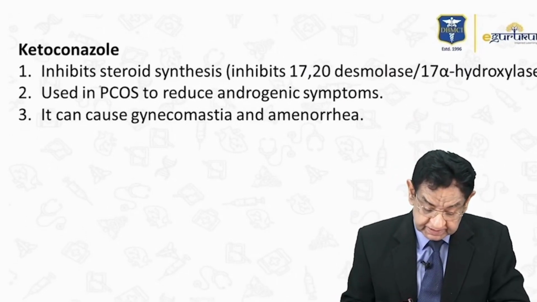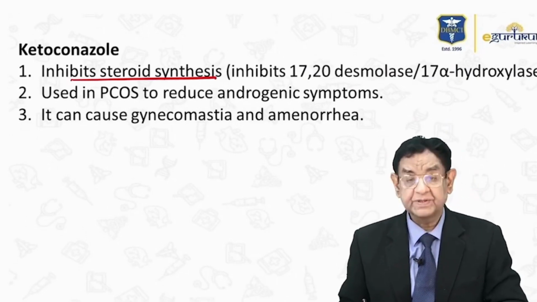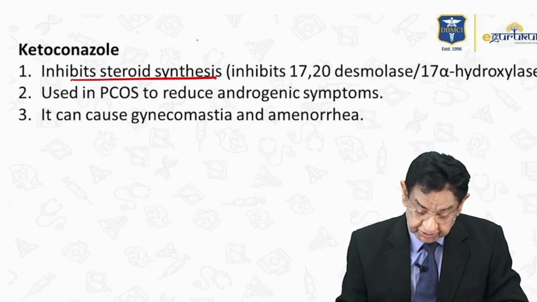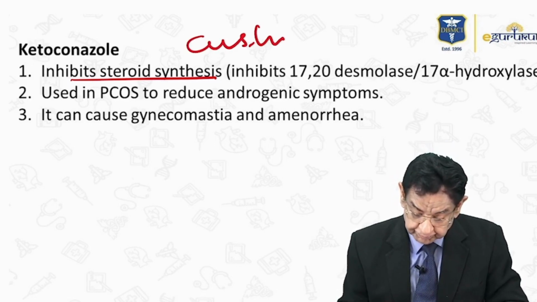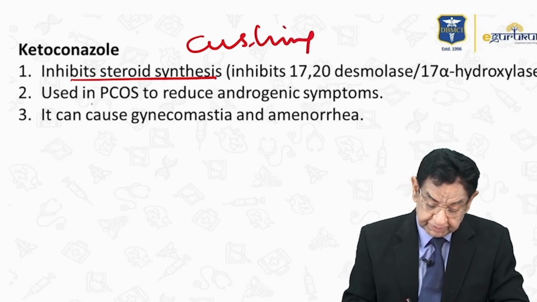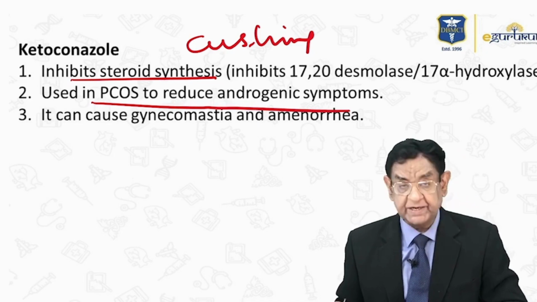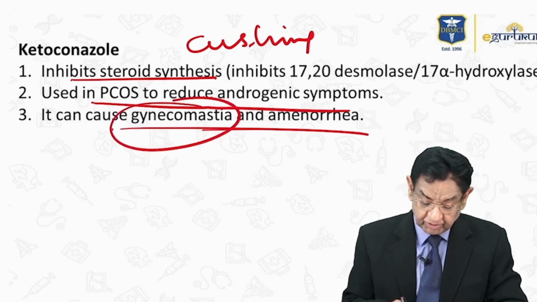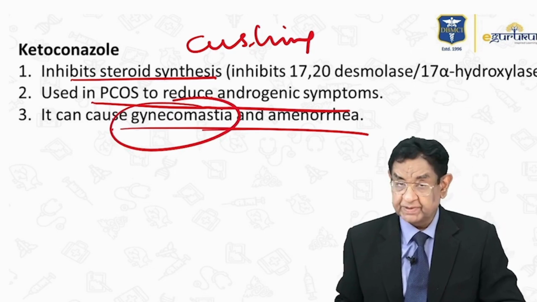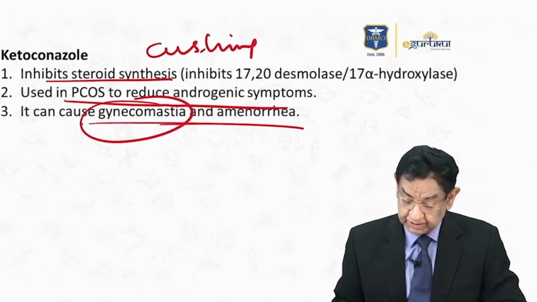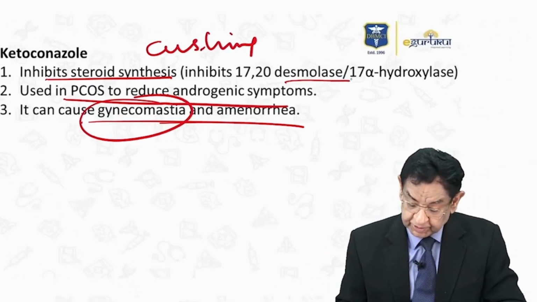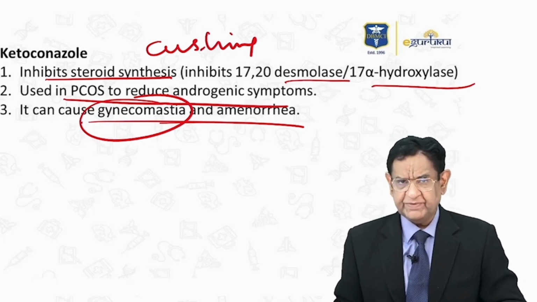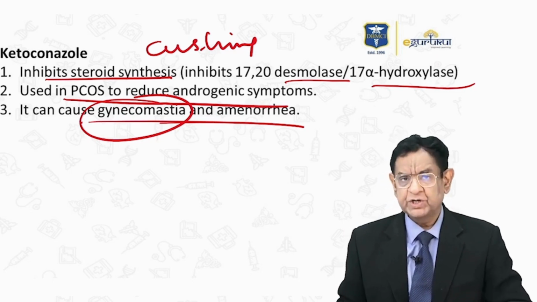Ketoconazole inhibits steroid synthesis. So definitely that's why we use it in the treatment of Cushing syndrome also. It's used in PCOS to reduce androgenic symptoms. It can cause gynecomastia, and amenorrhea is a very commonly asked question. Okay, but point to note, they are going to inhibit the enzymes desmolase and hydroxylase, and that's why they reduce steroid synthesis. So in fact, it's one of the most widely used drugs in Cushing syndrome.